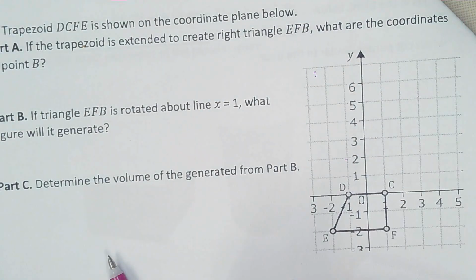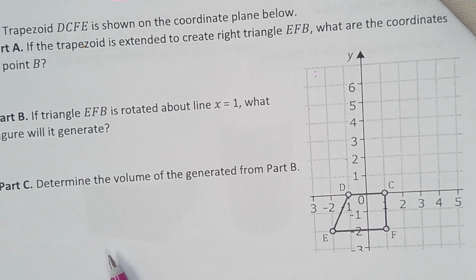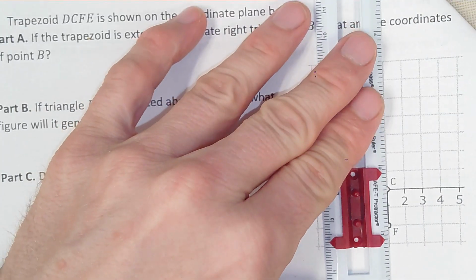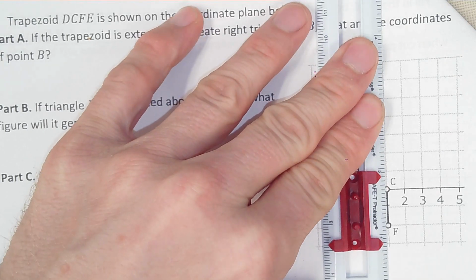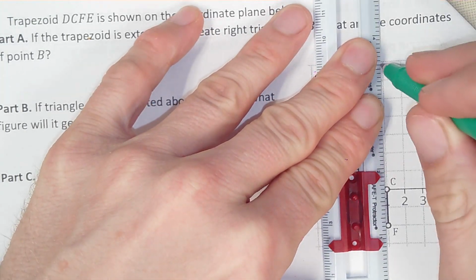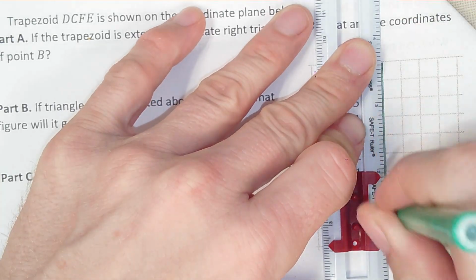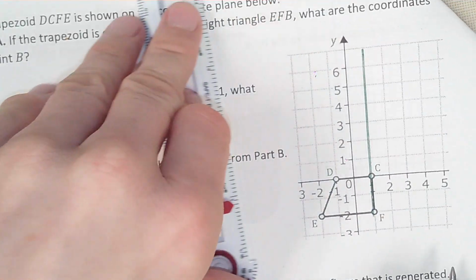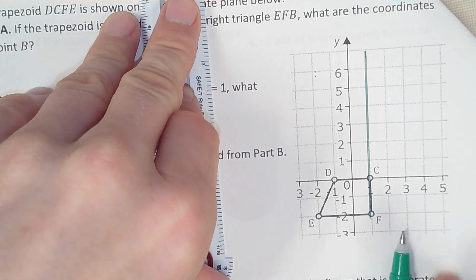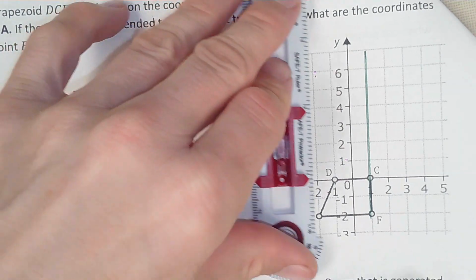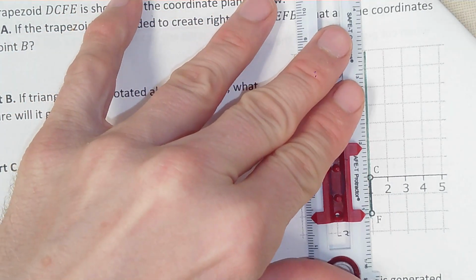Let's do it the geometry way. My green line is going to be CF extended. X equals 2, and we're going to extend that up the whole way. That's x equals 2, extended the whole way. Is that the whole way bright? Yeah, it is. We need to make that brighter.